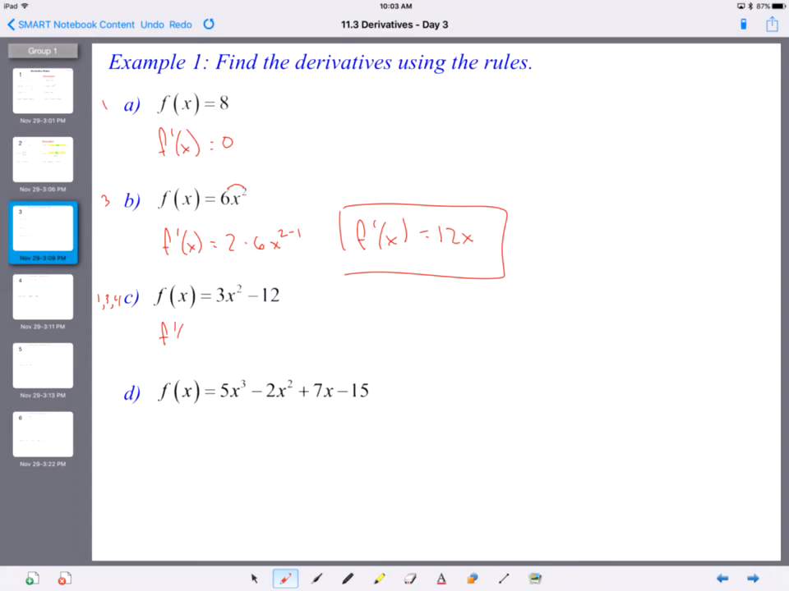So the derivative, and once again I'll write it out for now, it'll be 2 times 3 x raised to the 2 minus 1, and then the derivative of negative 12 is 0. So we have the final answer, the derivative of the function f of x is equal to 6x to the first power plus 0, or just 6x. And D, why don't you go ahead and do D on your own? D is the same thing as C, just more terms. So you will be using 1, 3, and 4 again.